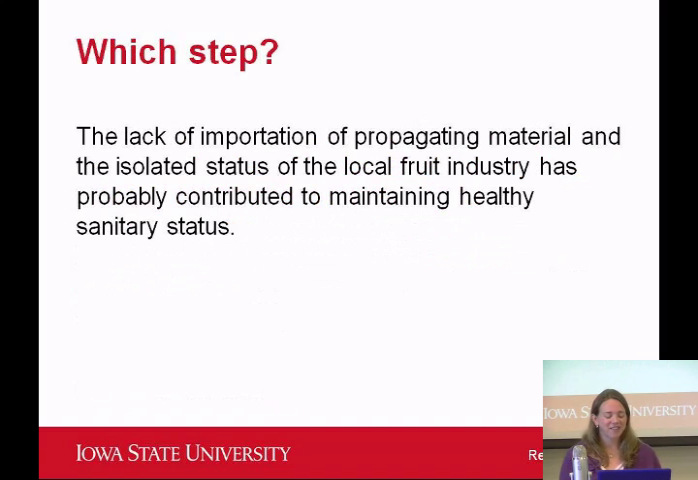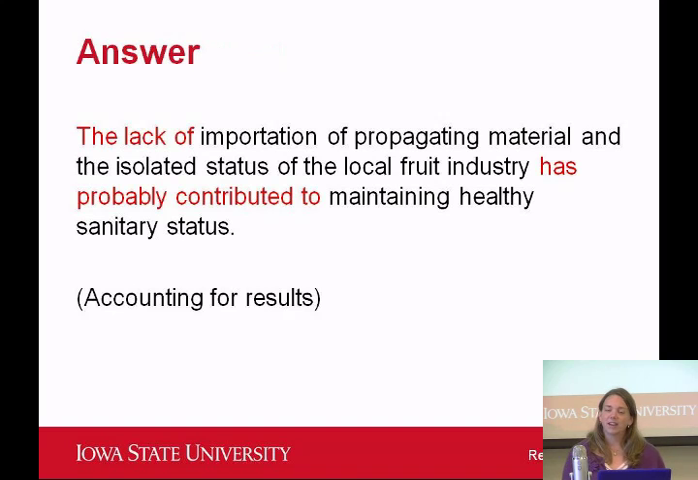Okay, let's look at this one together as well. This one says, the exact importation of propagating material and the isolated status of the local fruit industry has probably contributed to maintaining healthy sanitary status. Okay, here we get some information that has some connection to the result. The lack of this information has probably contributed to. So we can see the authors trying to account for the results to try to draw connections for what's happened and why the results are what they are.